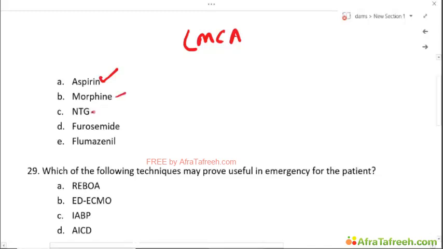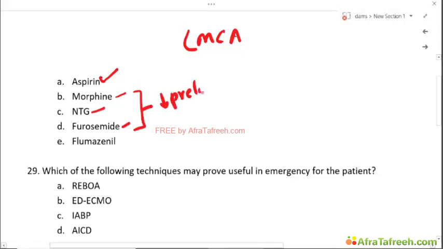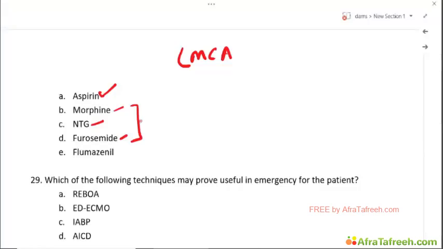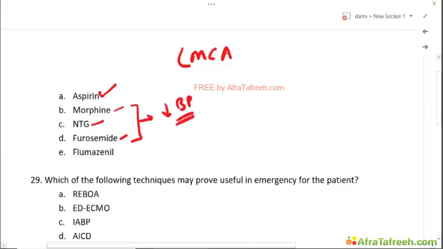Morphine, NTG, furosemide. These are the drugs which decrease preload and may cause hypotension. So morphine, NTG and furosemide, they decrease the blood pressure. Okay, and they are contraindicated in patients with existing hypertension.